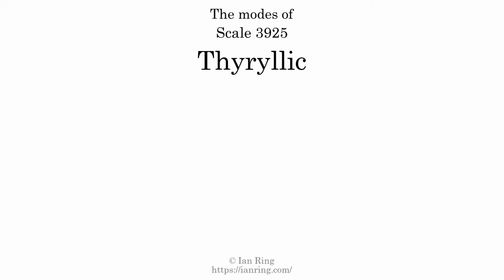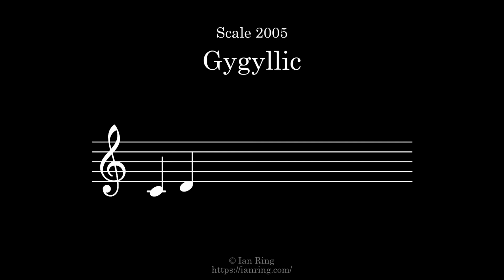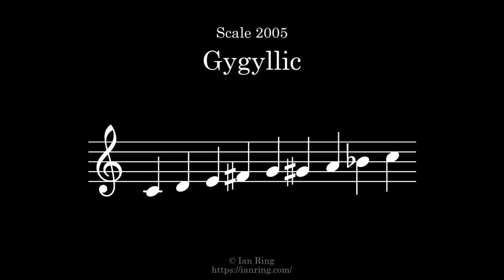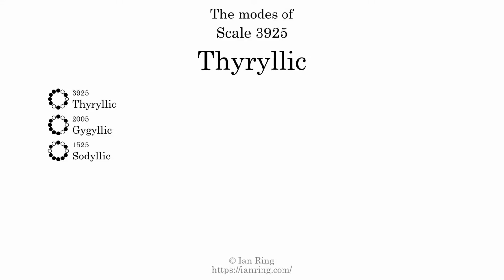This scale has 8 modes. The first mode is itself. The second mode is scale 2005, also known as Thyryllic. It sounds like this. The third mode is scale 1525, also known as Thyryllic. It sounds like this.